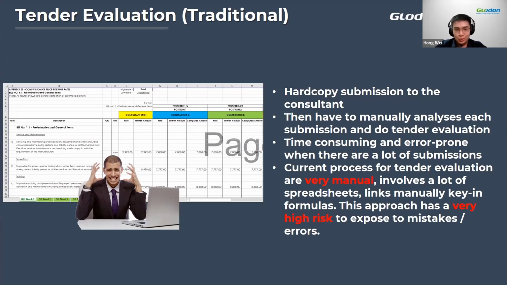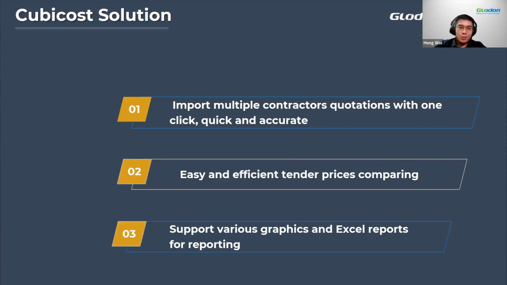So this approach is very likely to make mistakes, and the check-in process is extremely hard as well, because there's too much information to check. So that's why TBQC comes into play. TBQC offers the e-tender function without paper, everything online.